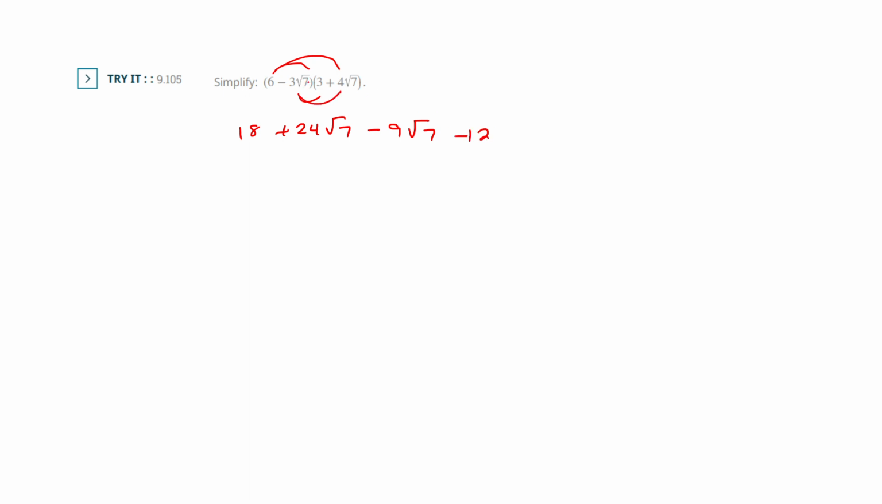Now, negative 12 times 7. So the square roots times each other will just make us 7. Okay, so we've got some cleaning up to do here. It's 12 times 7, 84. So I'm going to put these together, but I'm going to do an extra step here.